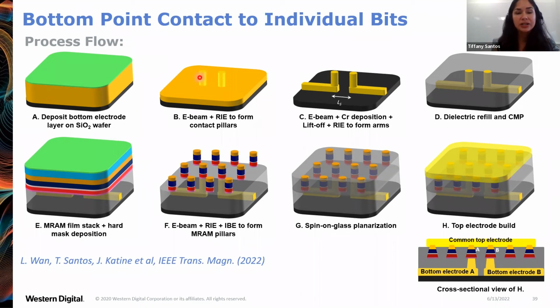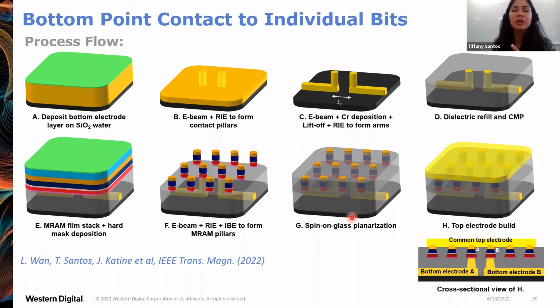metallic contact pillars defined by e-beam lithography, and then a second e-beam step to make the arms that go from the pillar out to the contact pads. Then we fill with a dielectric and use chemical mechanical polishing to make the surface very smooth for the MRAM stack deposition. And then with the hard mask on top, we fabricate the MRAM array using the process I described previously. You can see the alignment of individual pillars to the bottom point contacts is critical here.